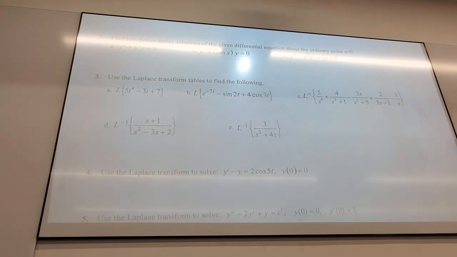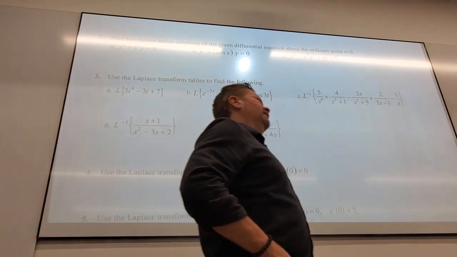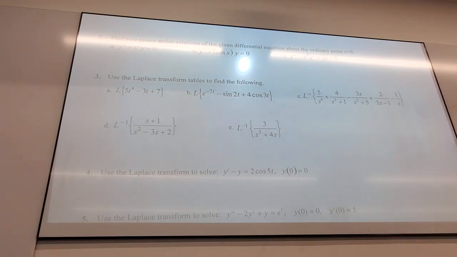Did anyone try 2B, or did you look at it and go, he's not going to give us one like that? Screw that problem. Does anyone have a clue how to do 2B? You convert it into Taylor series. Yeah. What do you do on 2A?